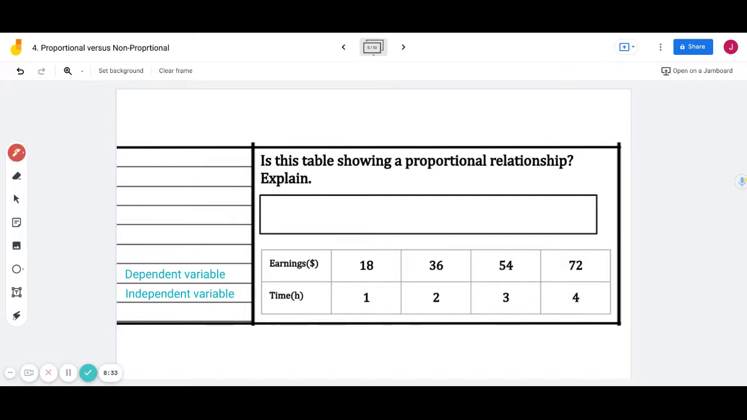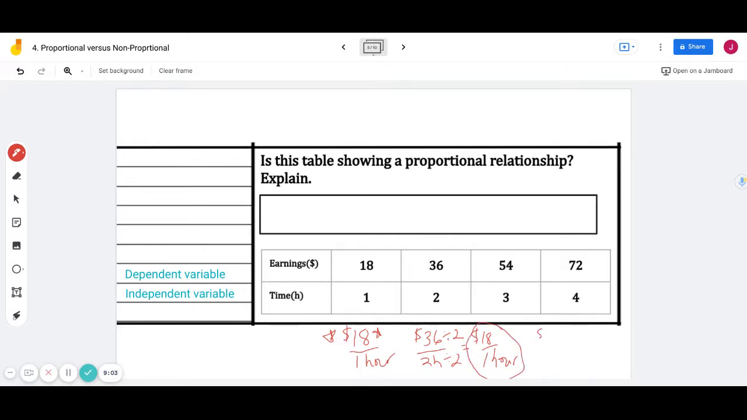We've got to find those unit rates, right? So if we look at the first one, $18 earned for 1 hour. This is our unit rate. This is what we're trying to match. Set up your second rate. $36 for 2 hours. Divide by 2. Divide by 2. And that gets you $18 for 1 hour. It's a match. All right, so we got one match, so we need to keep going.